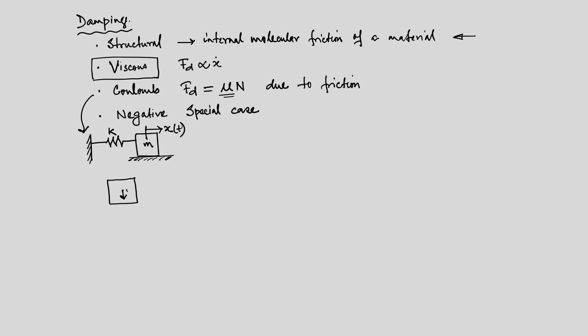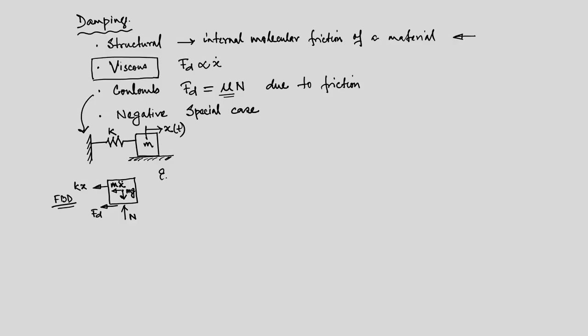Now, if we draw the free body diagram of this mass, we have the weight, that is mg, acting downward. Then there will be a normal force balancing that, and at the interface now we will have the Coulomb damping force. And because of the spring, we will have a spring force which is k times x, and we will also have an inertia force which is m x double dot. So, now we have the free body diagram, and from this free body diagram we can develop the equation of motion.